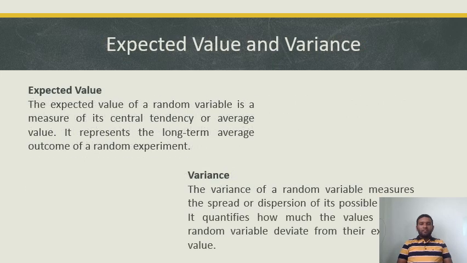Expected value and variance. These two are different concepts. The expected value of a random variable is a measure of its central tendency or average value. It represents the long-term average outcome of a random experiment. Variance of a random variable measures the spread or dispersion of its possible values. It quantifies how much the values of the random variable deviate from their expected value.